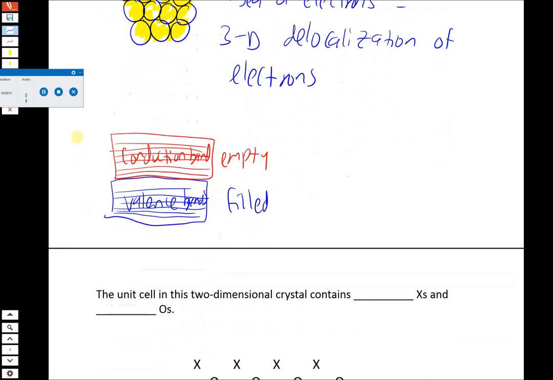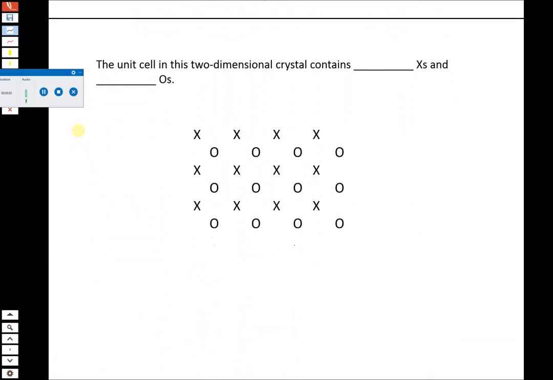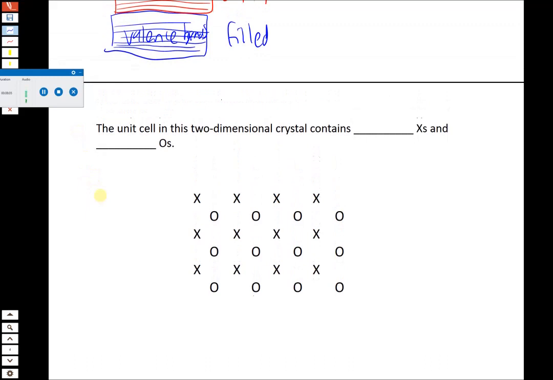Alright, this question here was fun because it required us to think a little bit in more depth about the definitions of crystal structures and unit cells.